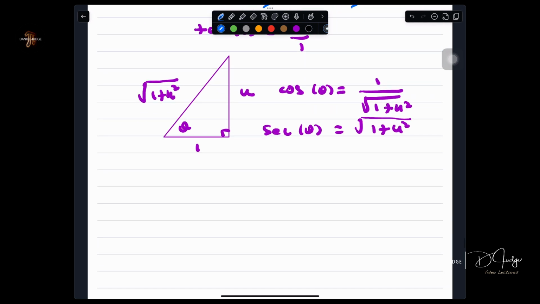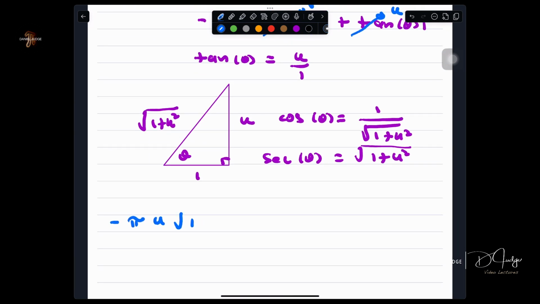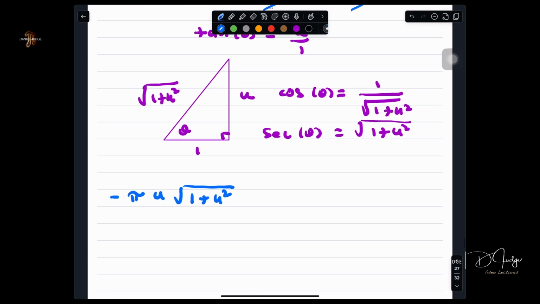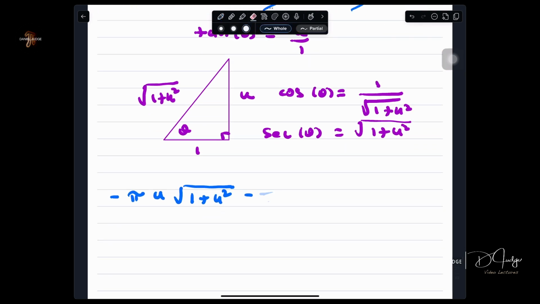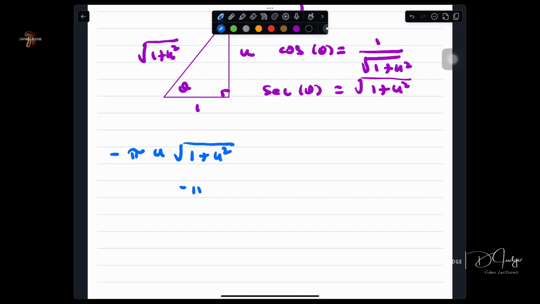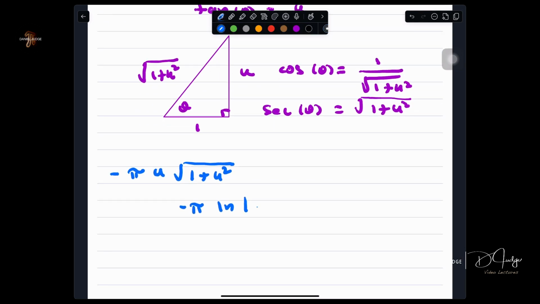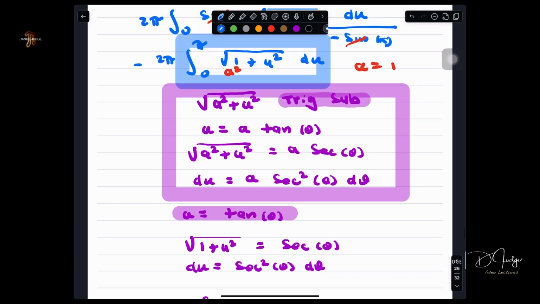All right, so here's what we're going to end up with. Negative pi times u square root of 1 plus u squared, okay, minus pi, we need natural log, put it down here, minus pi natural log of the absolute value of square root of 1 plus u squared plus u. Now, this is the integral in terms of the variable u now.